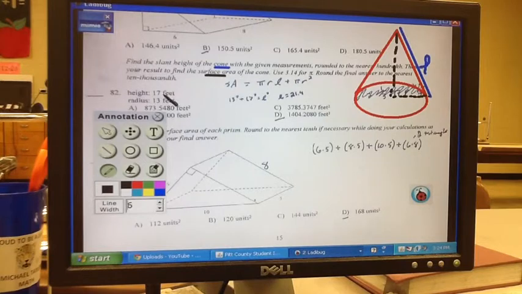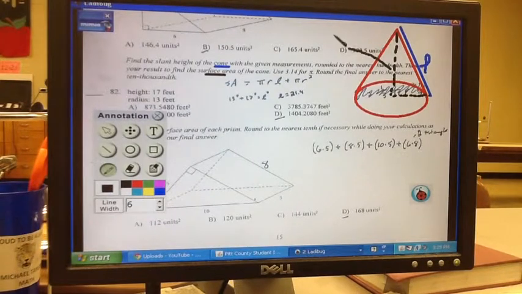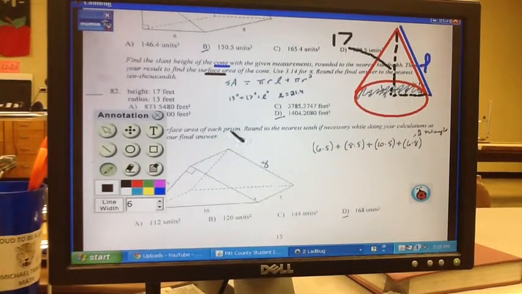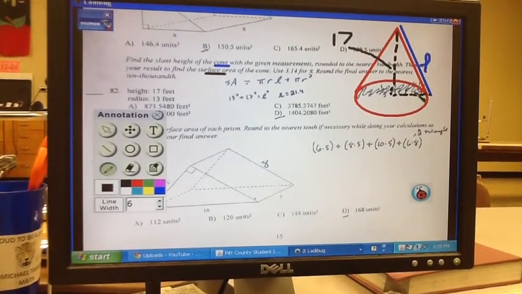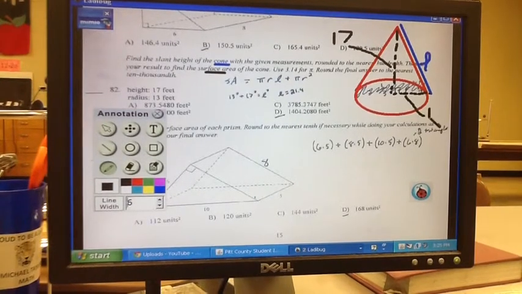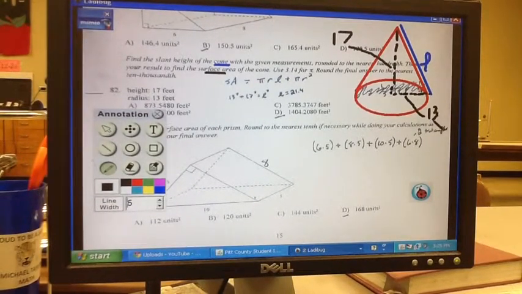So first things first, my height is 17, so that's really from this distance there to there. I'm going to draw a little arrow so we can see a little better, 17. And then my radius is 13, so I got a little radius here. I'm going to put 13.